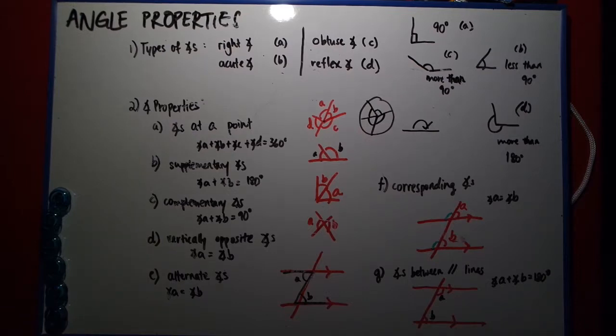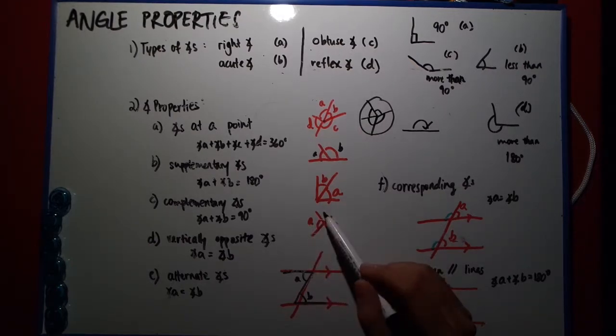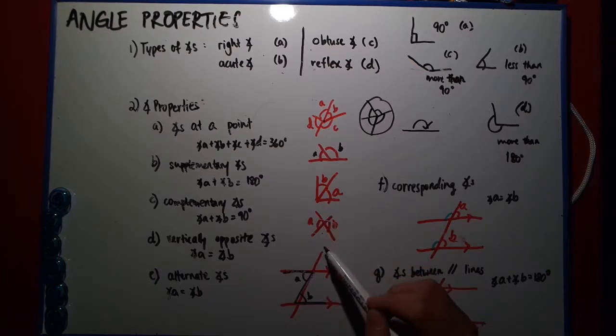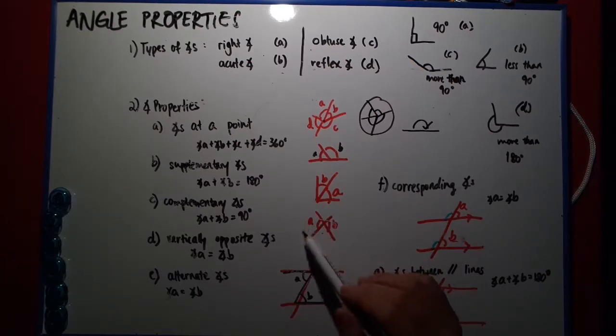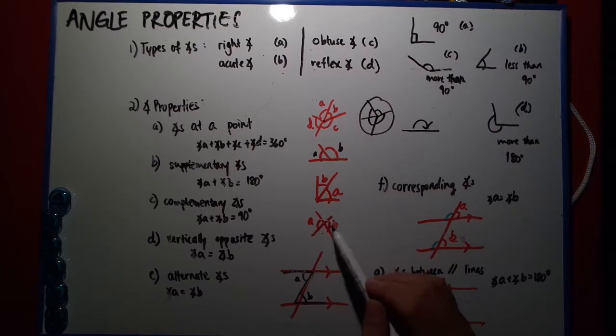D, vertically opposite angles. So here, all you have to do is identify two straight lines. Okay, if you have two straight lines intersecting each other, there will be vertically opposite angles. So here, angle A will be angle B. Okay, this angle here and this angle here are also vertically opposite angles. So you just need to remember this. That's all there is to it, okay? Next one, alternate angles.